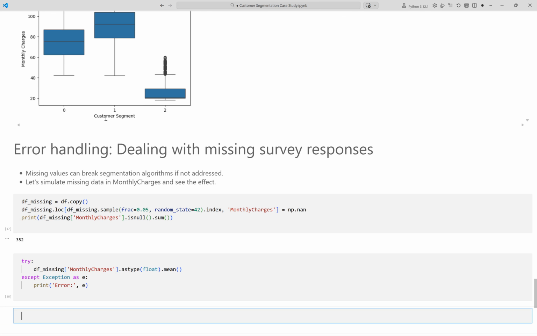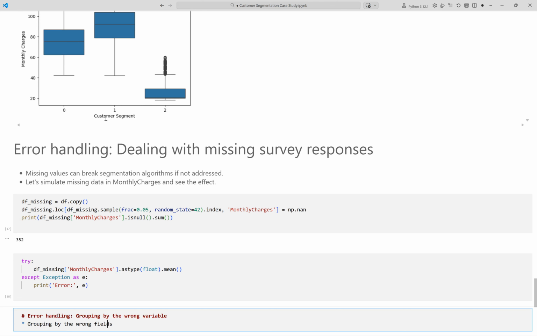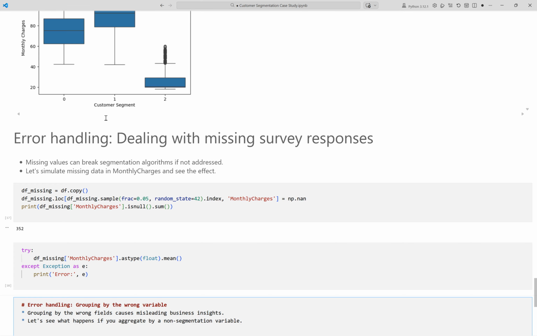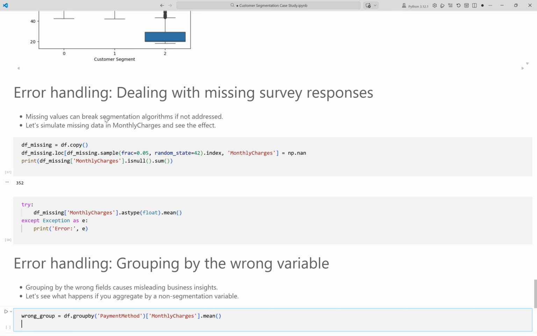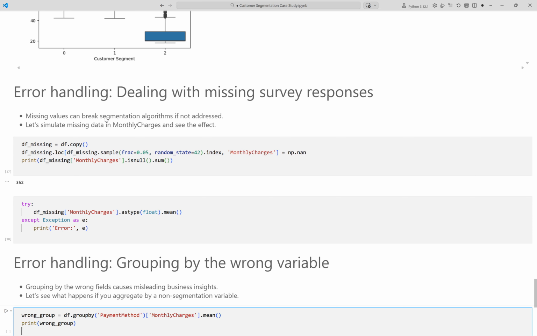Error handling, grouping by the wrong variable. Grouping by the wrong fields causes misleading business insights. Let us see what happens if you aggregate by a non-segmentation variable. Running the cell now. We group data by payment method instead of a true segmentation variable and compute mean monthly charges. This often leads to insights that are not actionable for marketing segmentation.